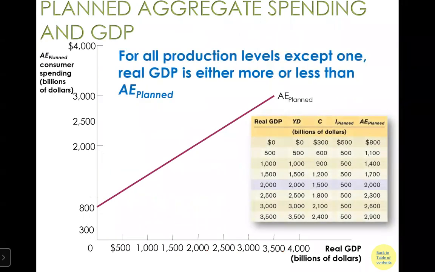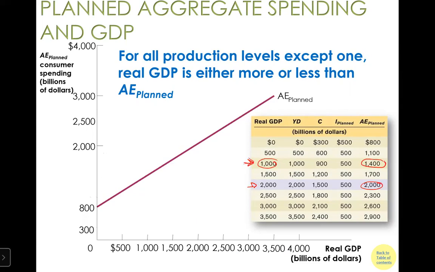So now, as I said earlier, there is only one line such that real GDP equals aggregate expenditure, right? So the question is, if we are here, okay, let's look at it here. The real GDP is below the aggregate expenditure. What would happen? Okay, first, let's just see why we end up here.